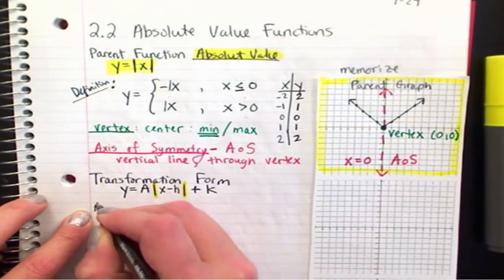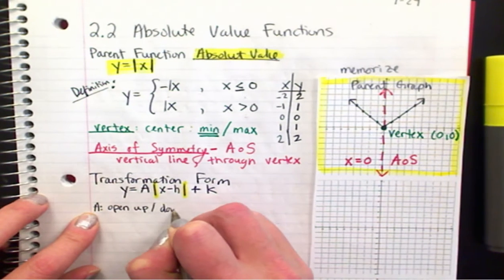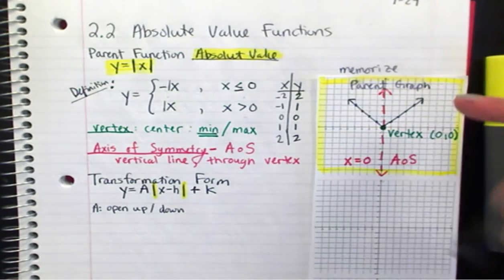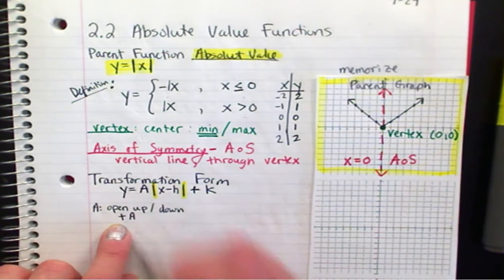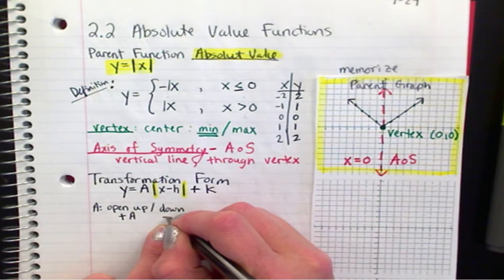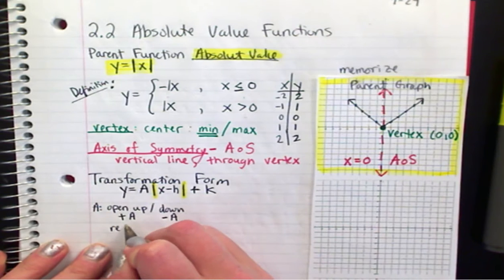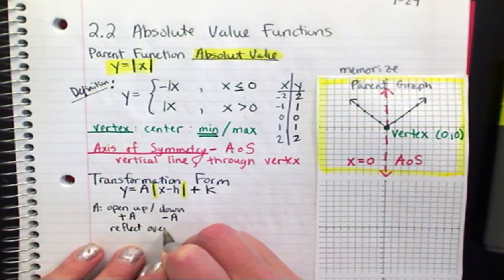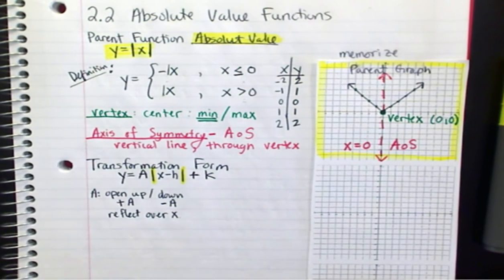A, I'm going to say open up or down because the parent is always up. And so opening up is a positive A value. Opening down is a negative A value. Can you still say the word reflect? Yes, you can. Reflect over X.